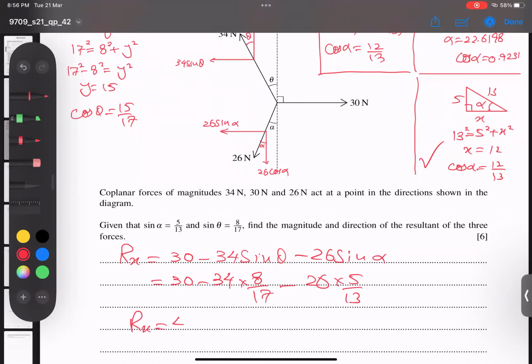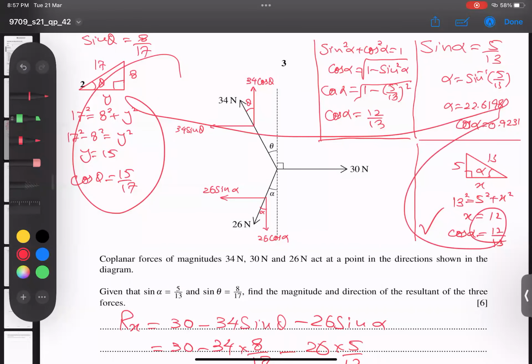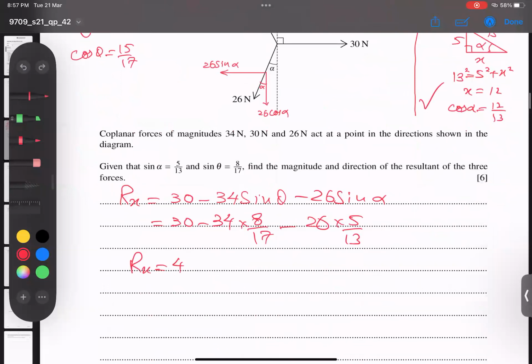You see, due to the accuracy, some students get 3.9999999. But you saw I got an accurate answer without even a decimal. That is why I use this technique, this triangle technique. Very helpful. So let's go for the y component.